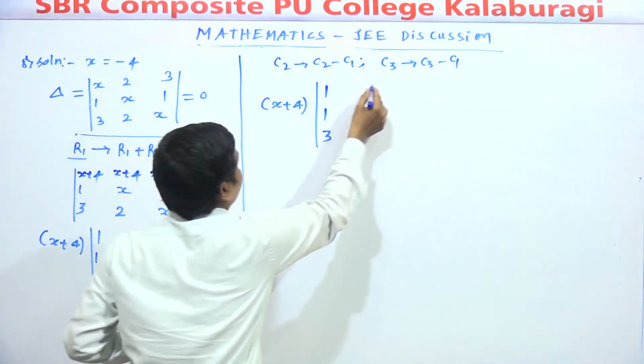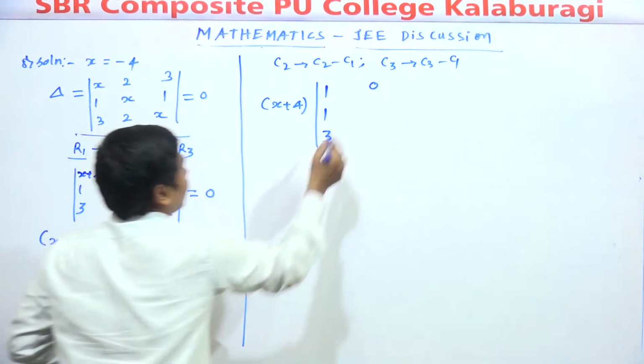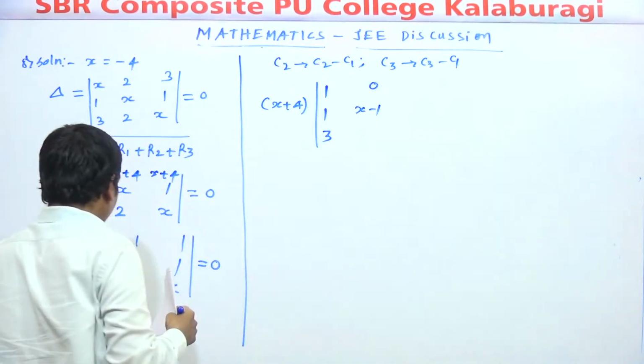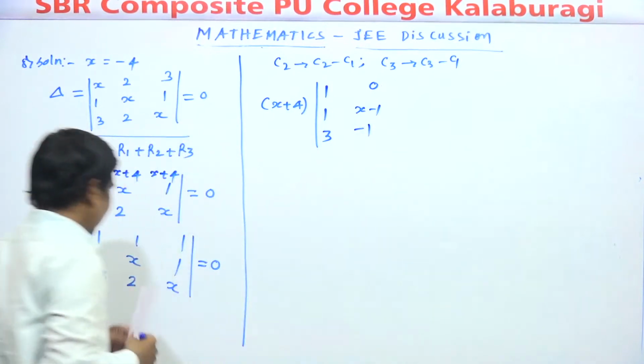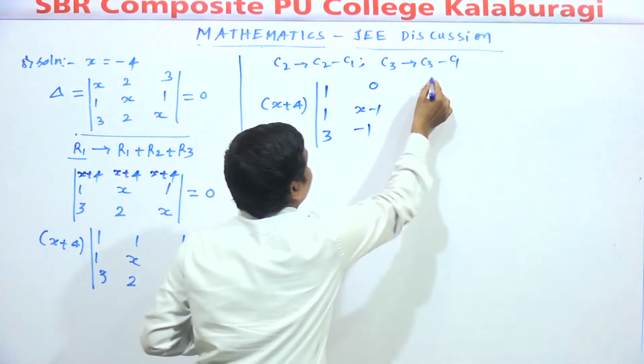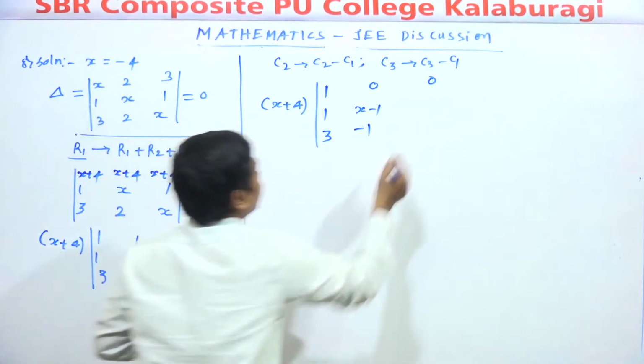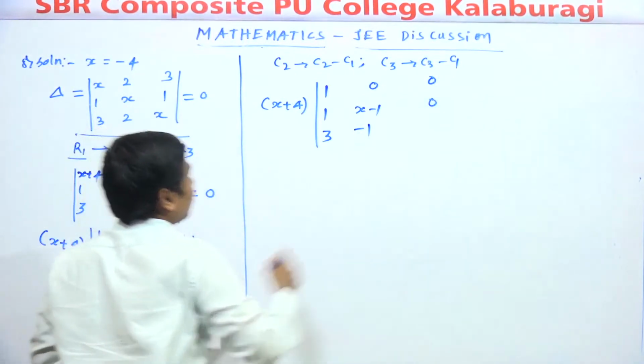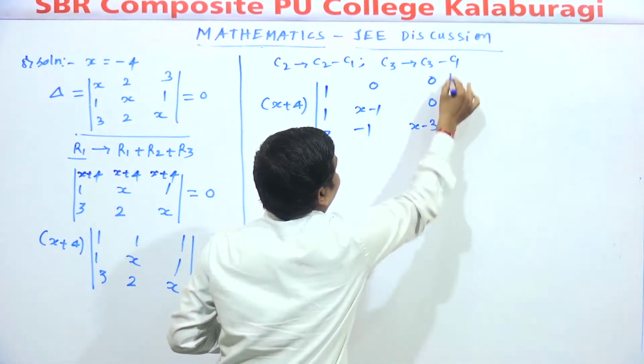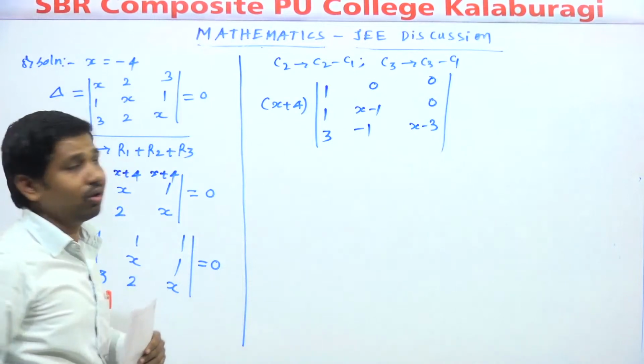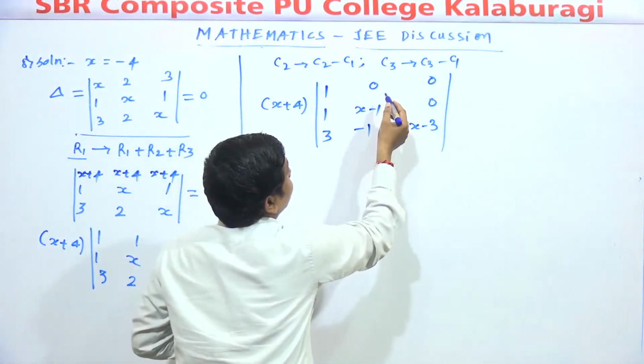1 minus 1 you got 0. It is x minus 1. It is minus 1. Next, 1 minus 1 is 0. 1 minus 1 is 0. X minus 3. Right? So again we know that it is what type of matrix?